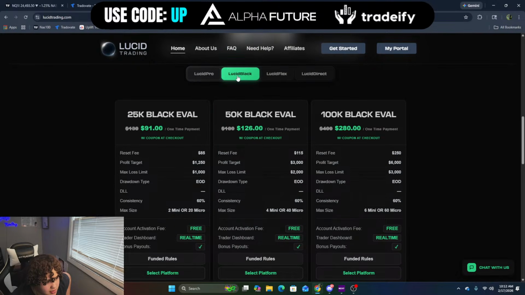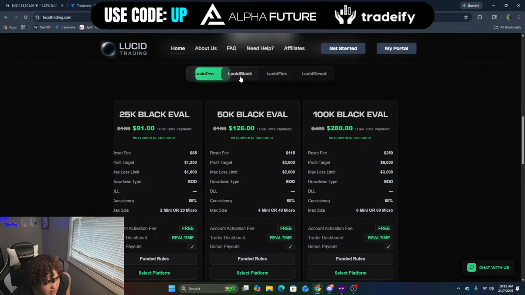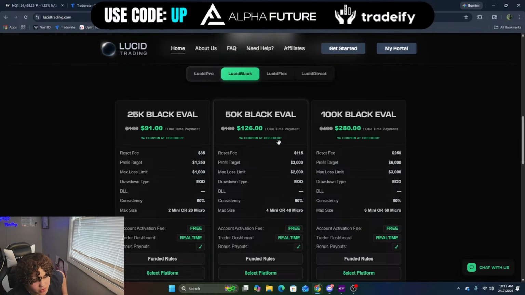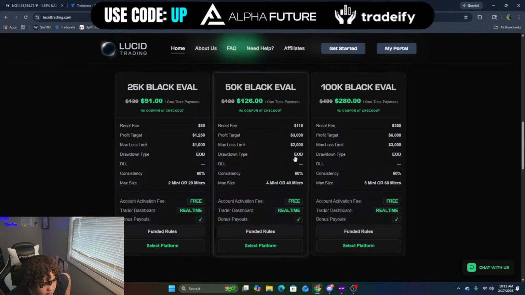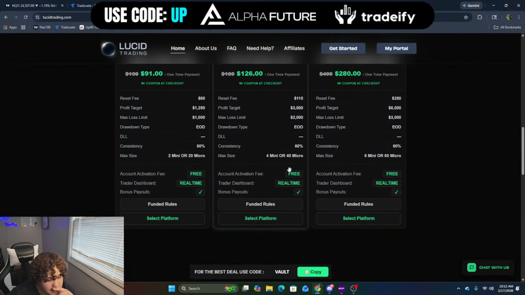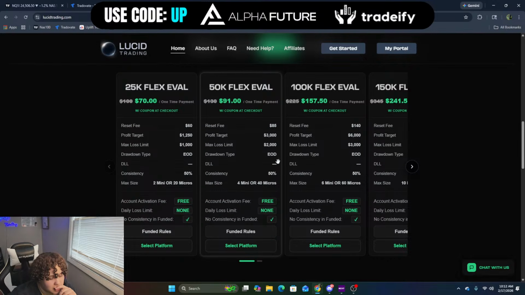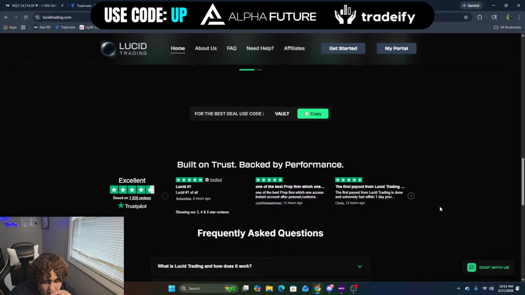They have a Lucid Pro and a Lucid Black. End of day. Okay, I do like how their drawdown is end of day. That's always good. Other Black evals don't have daily loss limits. Okay, cool. It does have a 60% consistency rule. Why is it 60%? It's a weird number. Maybe that's just for the eval. Lucid Flex. Everything looks normal. Let's look at their payout rules.